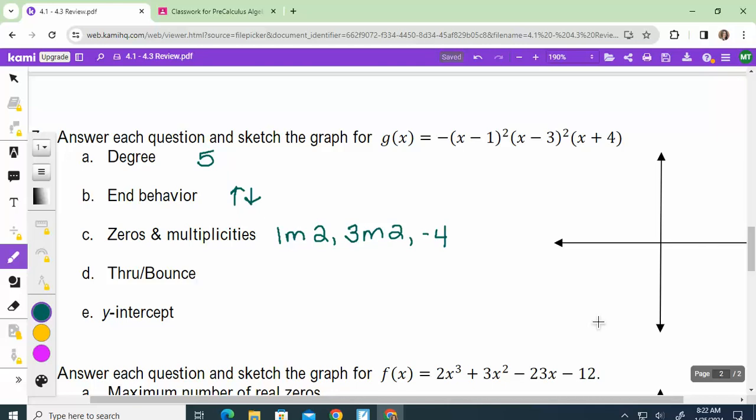Alright, now we have to decide if a graph will go through or bounce at each 0. So at 1, the multiplicity is 2. So you look at the multiplicity. Even multiplicity means bounce. 3, multiplicity is 2, so it will also bounce. -4 just had a multiplicity of 1, so that one goes through. And then how do we find a y-intercept? Okay, so 0 minus 1 is -1 squared. 0 minus 3 is -3 squared. 0 plus 4 is 4.